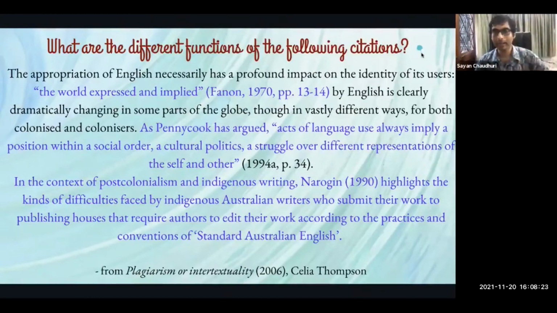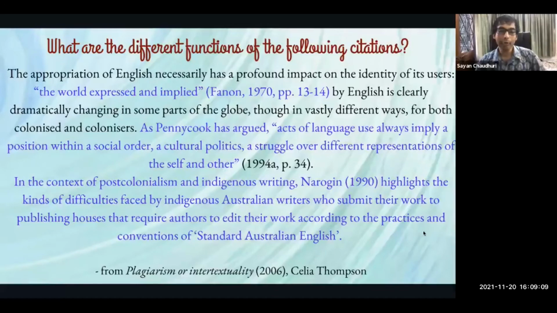Now, we'll first look at this extract, right? So let me read it first. The appropriation of English necessarily has a profound impact on the identity of its users. In quotes, and this is where direct quotation is used, the world expressed and implied by English is clearly dramatically changing in some parts of the globe, though in vastly different ways for both colonized and colonizers. As Pennycook has argued, and again in quotes, acts of language use always imply a position within a social order, a cultural politics, a struggle over different representations of the self and other, right? So what we were also talking about in the previous part, that it's a cultural negotiation.